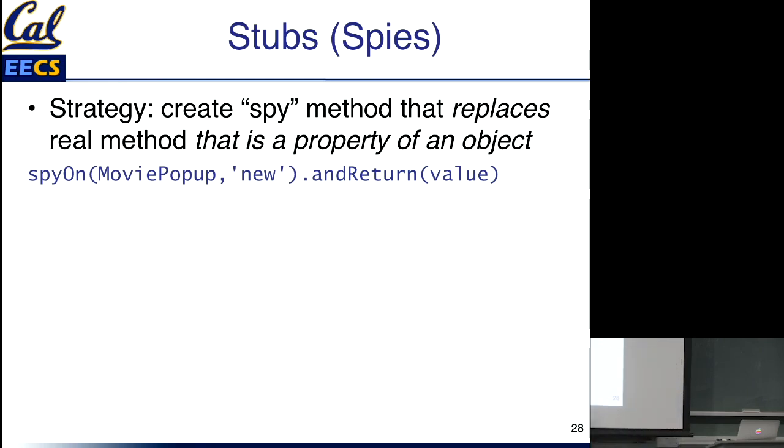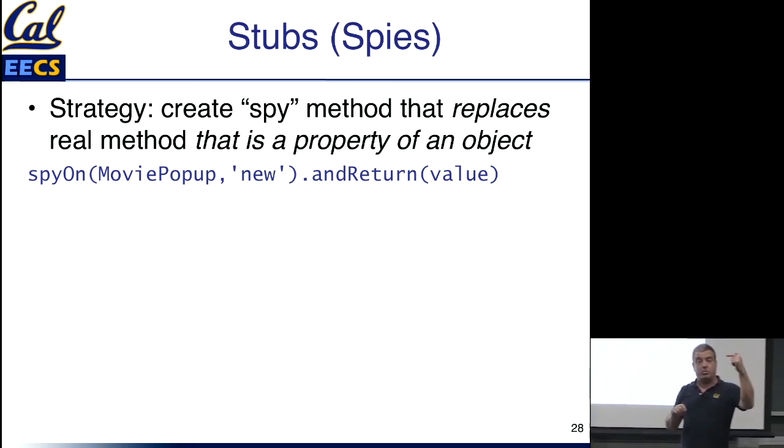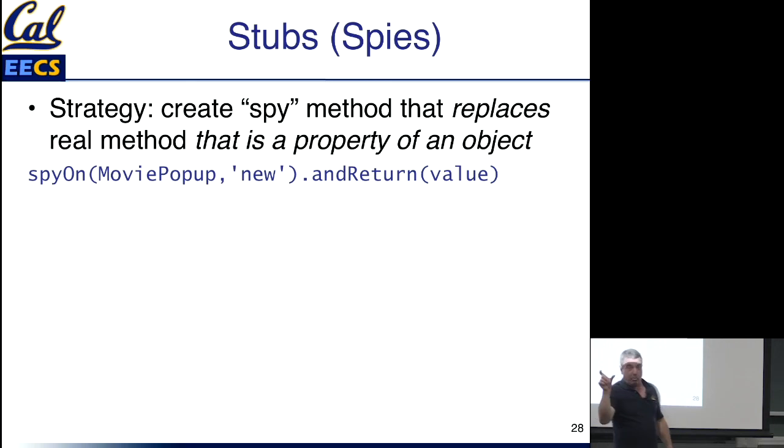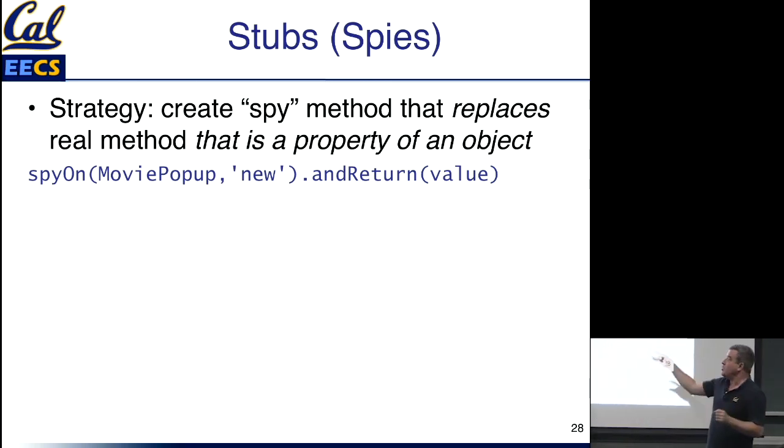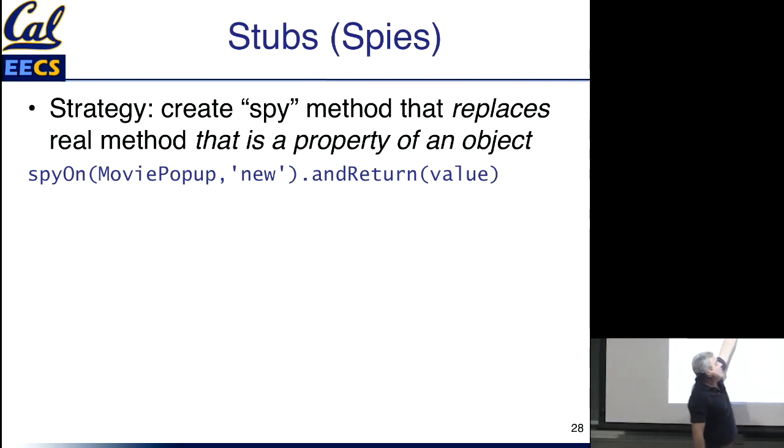So what this says is, on the movie pop-up object, that was my single top-level JavaScript object, it's expecting that there is a slot, a property of that object called new, and the value of that property is a function. That's what allows the spy mechanism to work. Because internally, you can kind of imagine what's going to happen here. Jasmine is going to find this object. It's going to see whether the object has a slot with that name, and ideally, that slot is function valued.